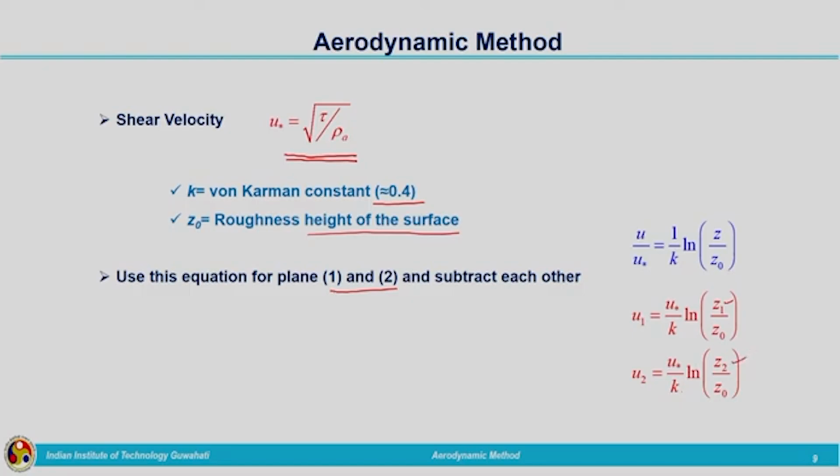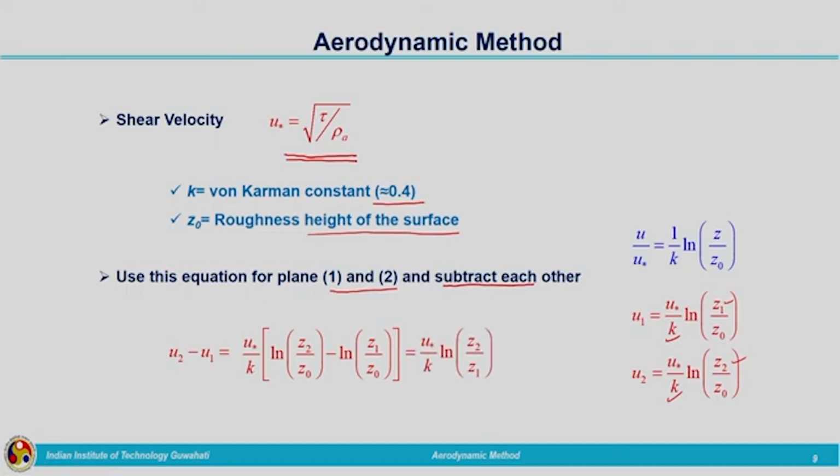After that, we are going to subtract one of these two equations from the other. So, u2 minus u1: u star by k is present in both equations, so it can be taken as common. So, u star by k multiplied by ln z2 divided by z naught minus ln z1 divided by z naught. We got the equation like this. We have the logarithmic terms within the bracket, which can be rearranged.